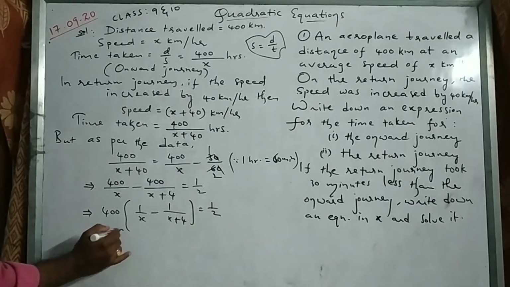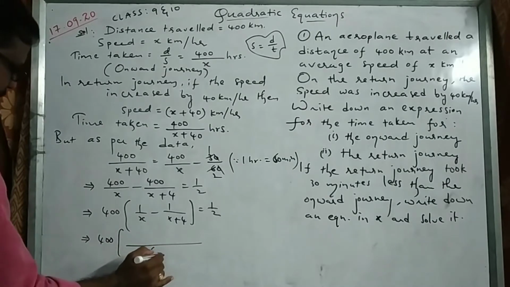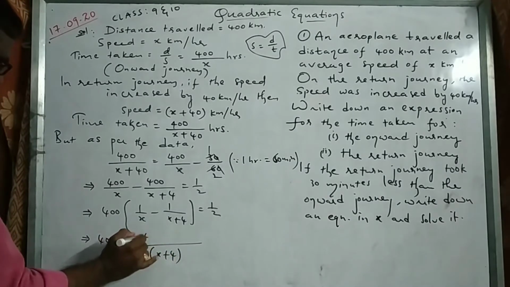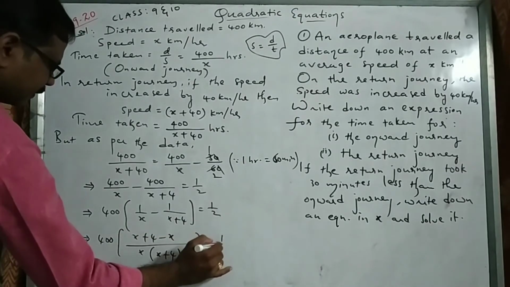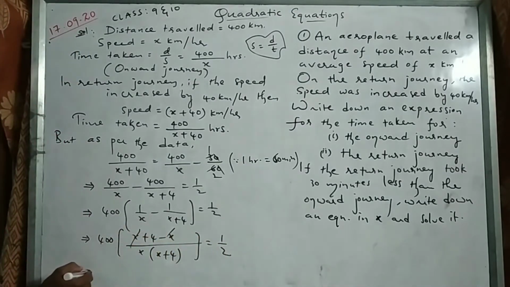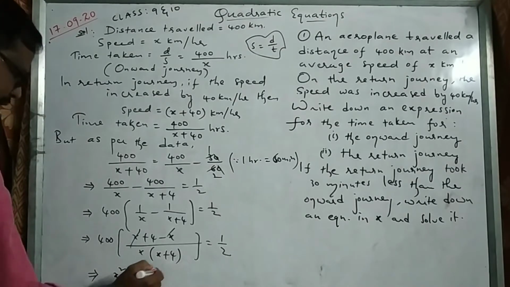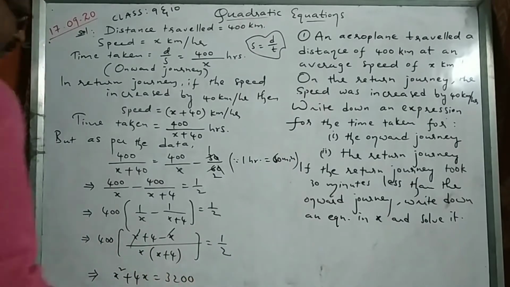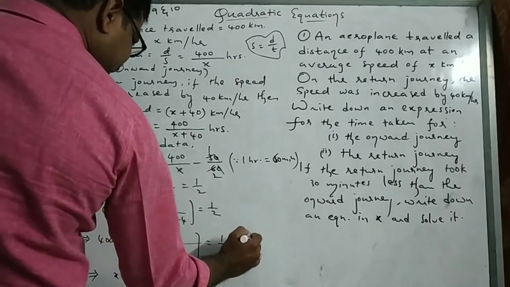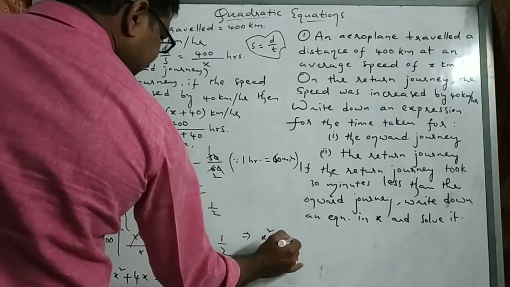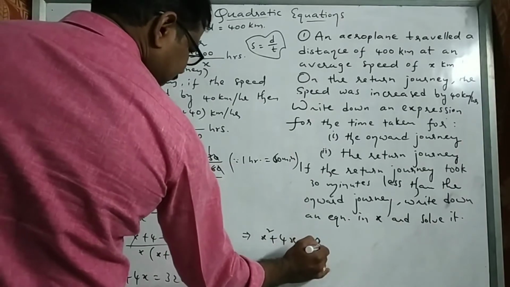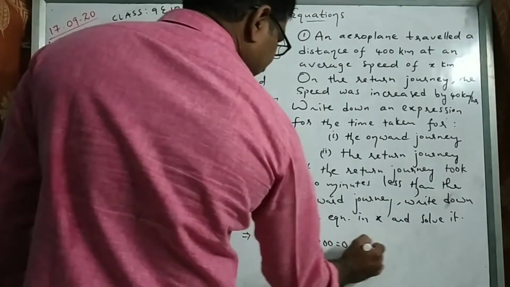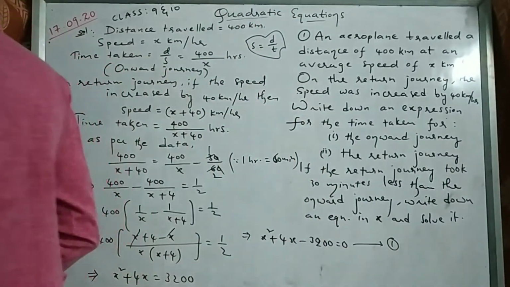Take 400 into x into x plus 4. Here you will get x plus 4 minus x. Plus x minus x cancel. Right? Now x into x squared plus 4x equal to, cross multiplication. 2 4s are 8, 8 4s are 3200. So what is our required equation here? x squared plus 4x minus 3200 equal to 0, which is the required quadratic equation.